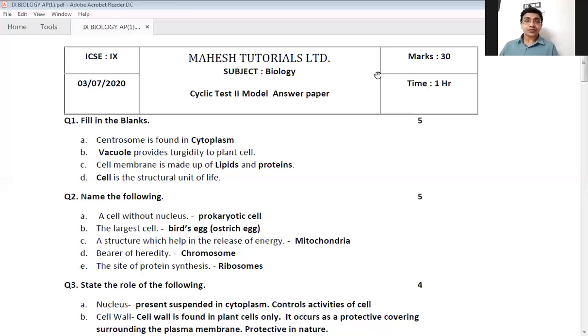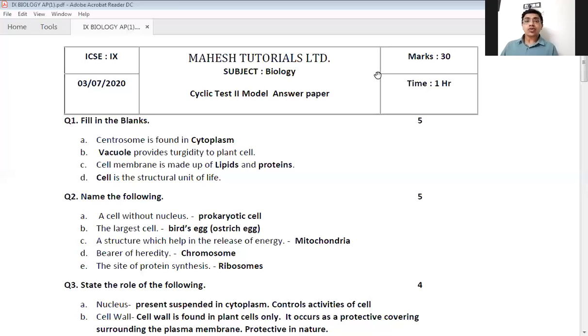Next question is dash is the structural unit of life. The correct answer is cell. So that is what you're supposed to write in the blank. So very simple questions about fill in the blank. One single word answers are supposed to be written, right? Along with the entire statement and underline that answer.